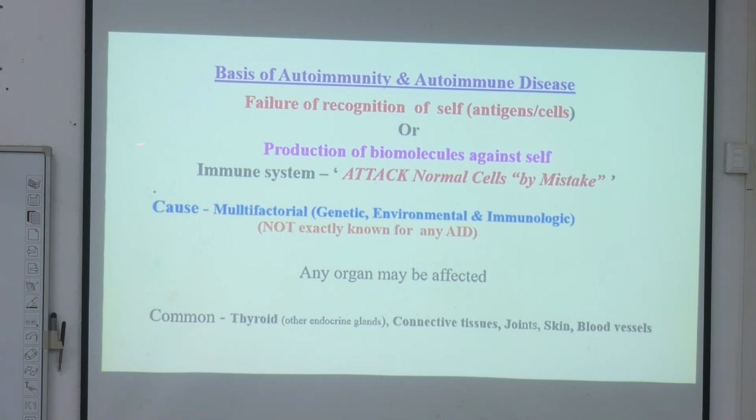As I told you earlier, there is a failure of recognition of self. If by chance our immune system fails to recognize our own body tissue cells in any way, in any form, autoimmunity is going to occur, and it can occur in any organ. It can occur in multiple organs of the body also. That will cause a systemic immune disease. So there is production of biomolecules against self. The immune system, which is protective for us, is now attacking ourselves. So that is autoimmunity.